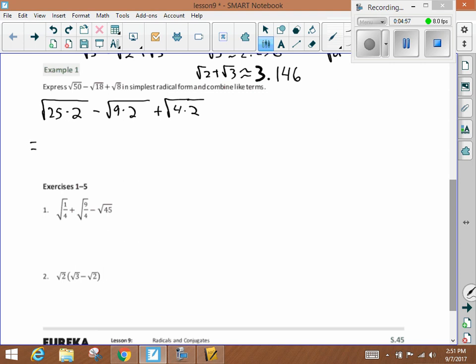Remember, when we're simplifying these radicals, we're going to take the square root out. So the square root of 25 is 5. That's going to come out of my radical. The square root of 9 is 3. That's going to come out of my radical. And the square root of 4 is 2. That also comes out of my radical.